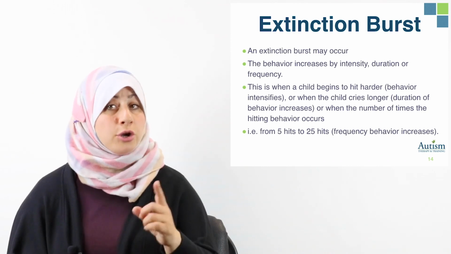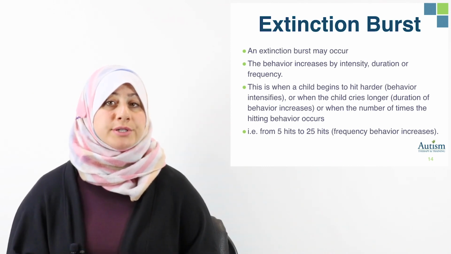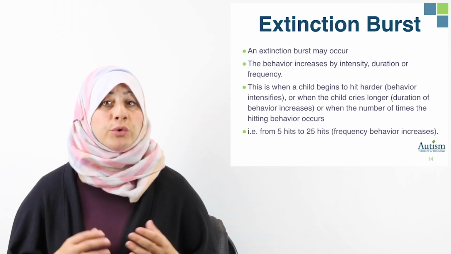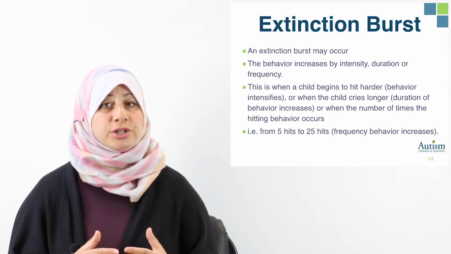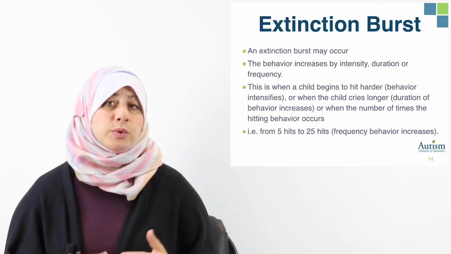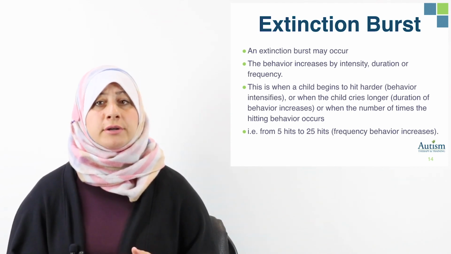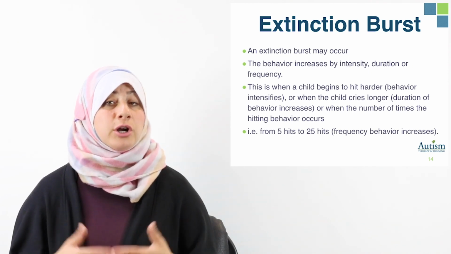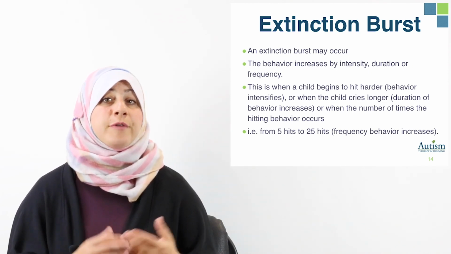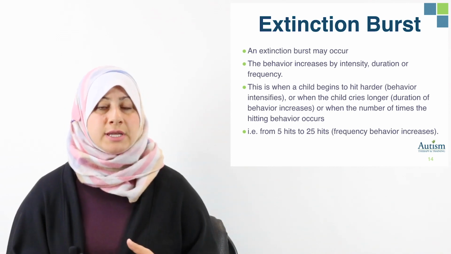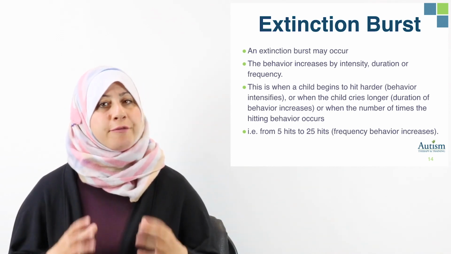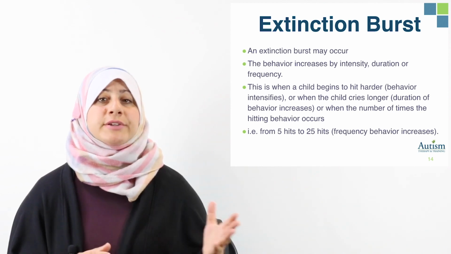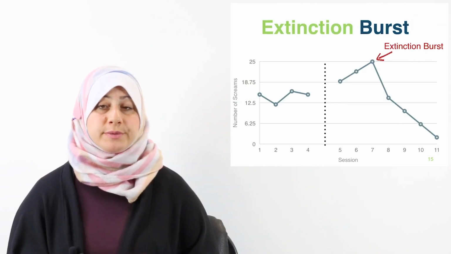Most often, but not always, an extinction burst may occur. An extinction burst is when the behavior increases in intensity, duration, or frequency. This is when a child begins to hit harder, the behavior intensifies, or when the number of times the behavior occurs increases. For example, from 5 hits to 25 hits, if we were looking at hitting behavior. So that frequency of behavior increases. So here's a graph that shows the extinction burst.